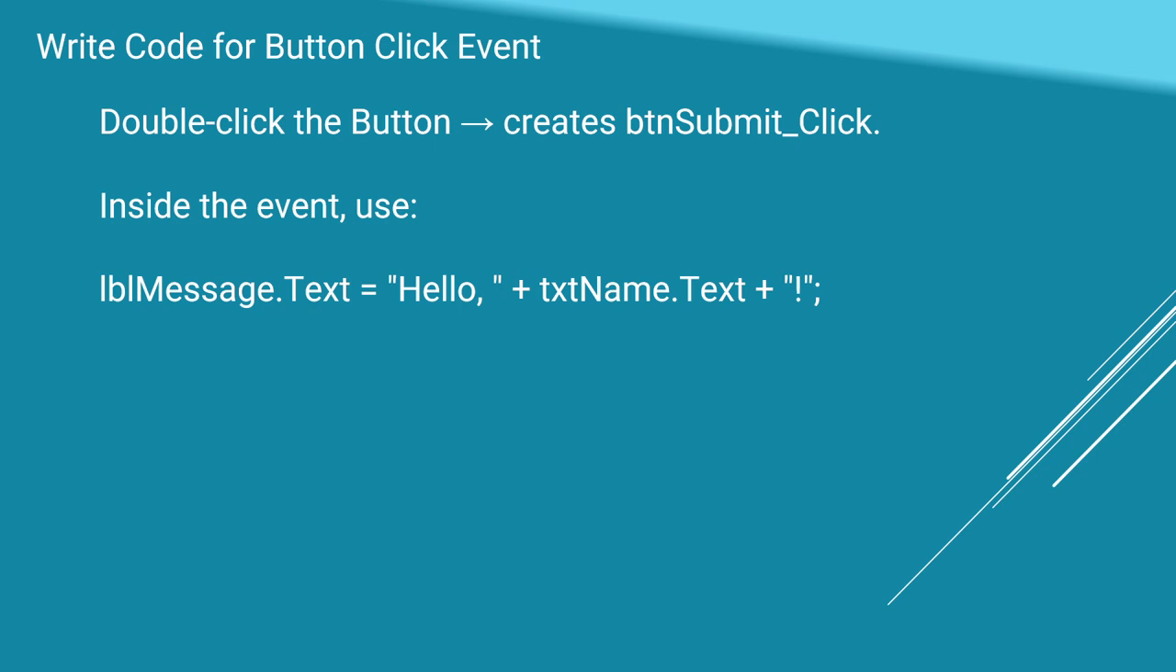Double click the submit button. Visual Studio will automatically create a method in the code behind file named btnSubmit_Click. In this method, we can write simple logic to greet the user. Type lblMessage.Text = "Hello " + txtName.Text. Make sure you have a label with the ID lblMessage to display the output.